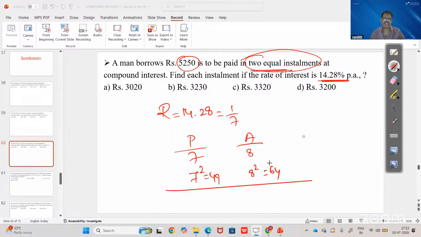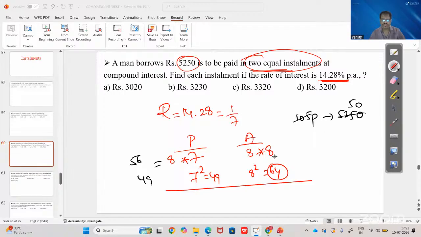So the installment each and every year will be the same. Here we are getting 64. Here also we need to get 64, so we need to multiply by 8. Here also we need to multiply by 8. So 7 eights are 56. 56 plus 49 will be equal to 105, where 105 parts equal to 5250. In how many times can we multiply? It will be 50 times. So now each installment will be 64 into 50.